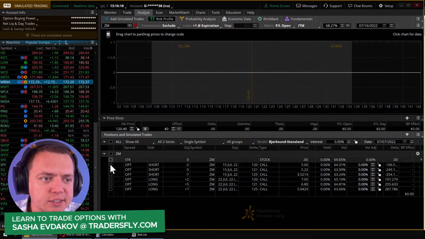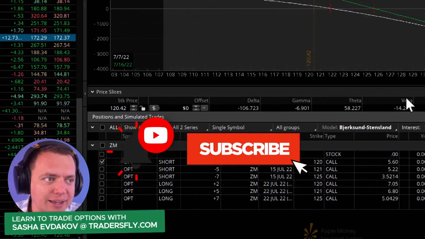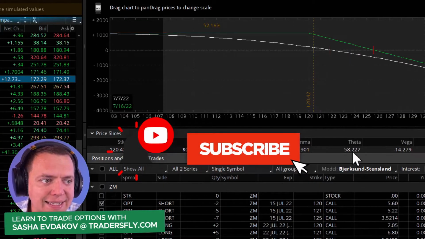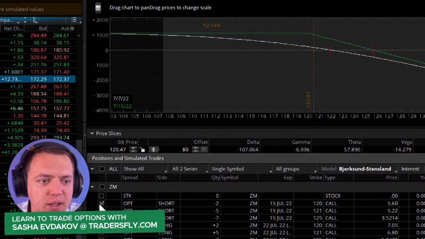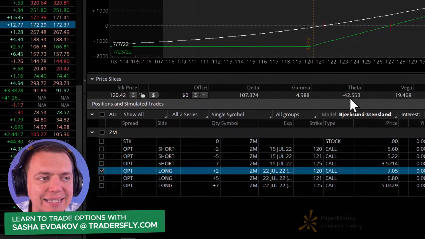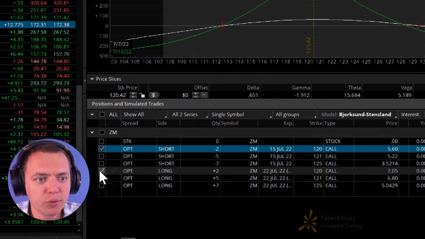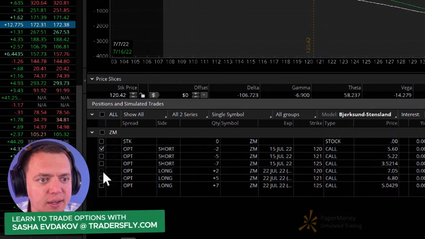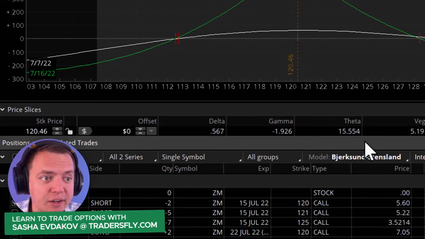So take a look at this right here. Here are the two contracts. The one that I'm selling, and I have two contracts, is decaying in my favor, positive, about 58. The other one, which I have as +2, is decaying against me about 42. So 58 minus 42, I get a net positive of about 15 per day. So that's where the theta of 15 is.